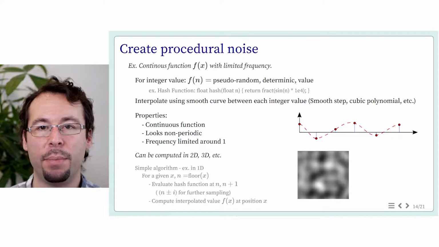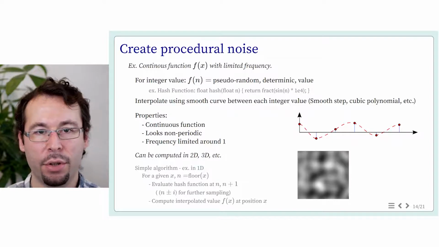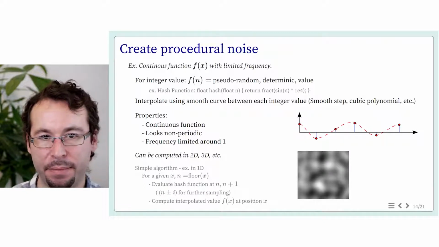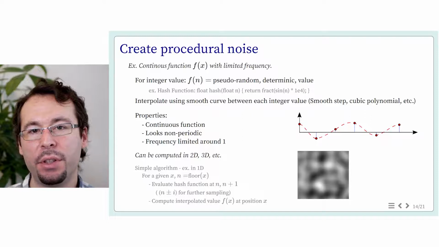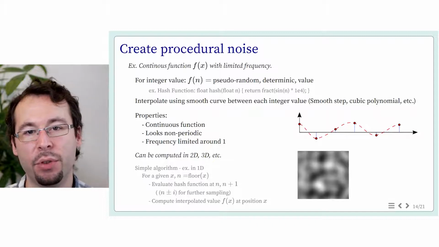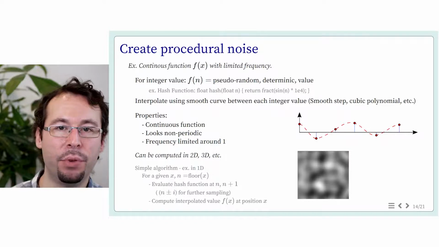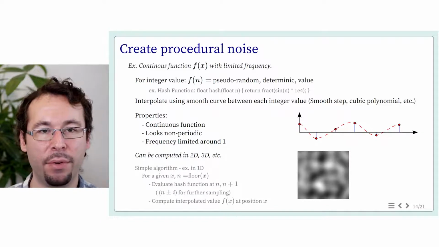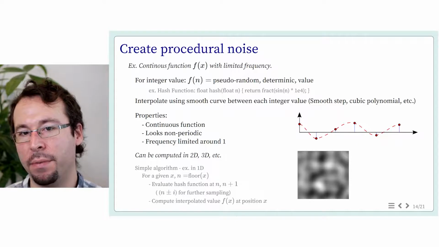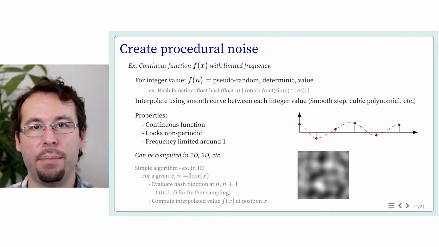So this function has the following properties of a noise. It's a continuous function, it's deterministic, it looks non-periodic, and it has a frequency limited around 1 Hz in this case. So this function can further be computed in 2D, 3D, or any arbitrary dimension. And the algorithm to compute such a function is actually pretty simple, like this one in 1D. For a given x, we compute the associated integer n value. Then we can evaluate our hash function at n and n plus 1, or we can consider further neighbors if you want. And then we can compute the value f at position x using interpolation.